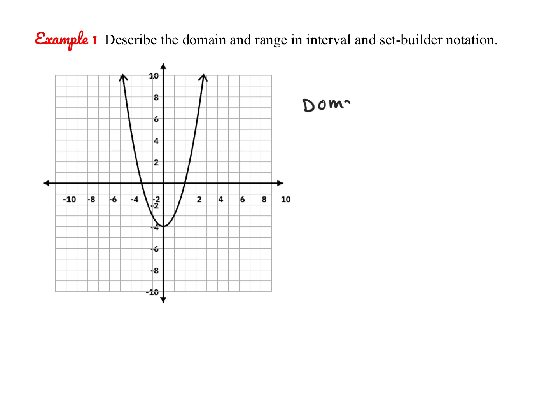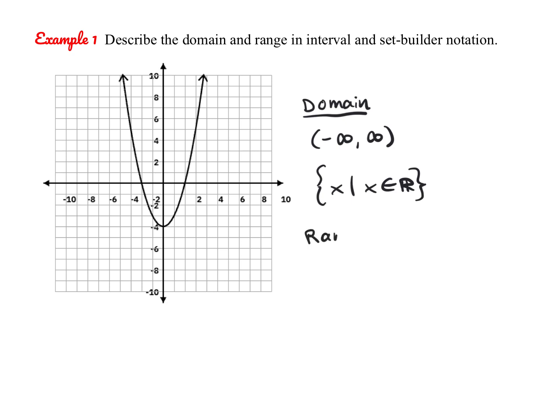So let's start with our domain for this graph. So here we can see that with these arrows, it's showing that it is going up forever to the left and right, but you can also see that it is going over a little bit to the right and left. So although it's going up much faster, it will keep extending to the left and right infinitely. So here our domain is all real numbers. So negative infinity to positive infinity in interval notation. And then we could say x such that x is all real numbers for set builder notation.